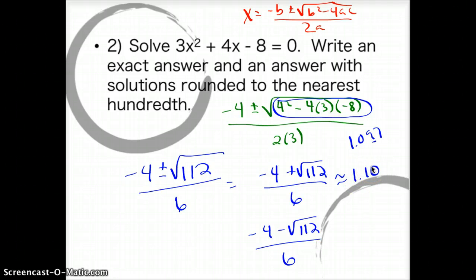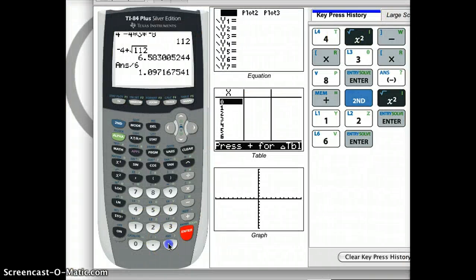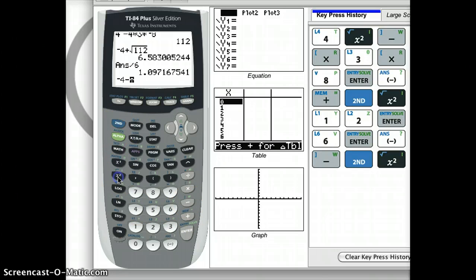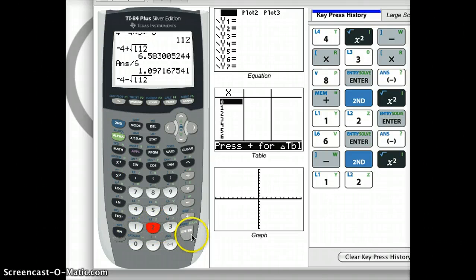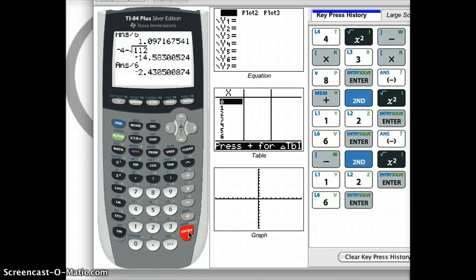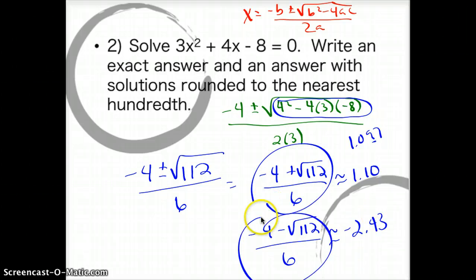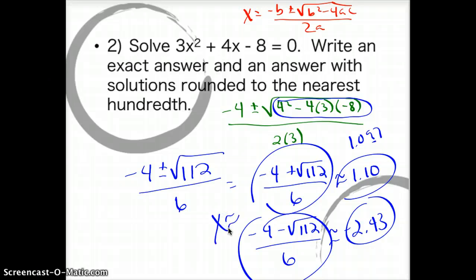Then I'm going to do the same thing: negative 4 minus root 112 over 6. So negative 4 minus the square root of 112, hit enter, and then divide by 6. That's about negative 2.43. So I've got my exact answers here and my rounded answers here. This is what x is approximately. You should practice this on your calculator and make sure you can come up with the right responses and that you're not messing up the order of operations.